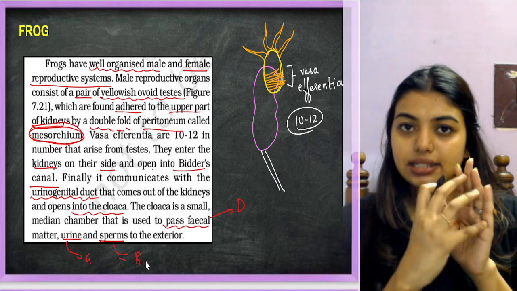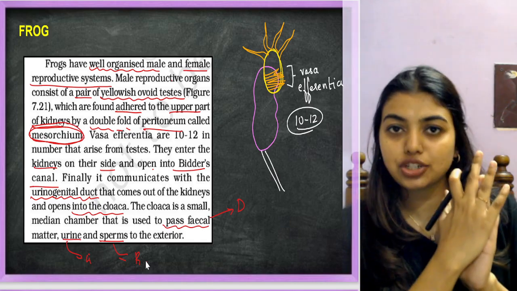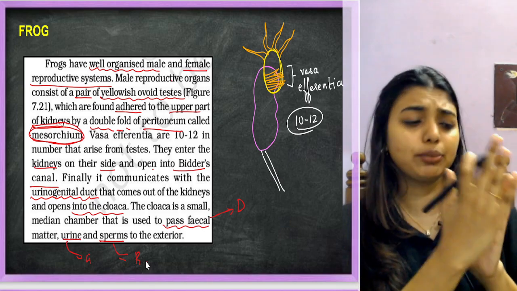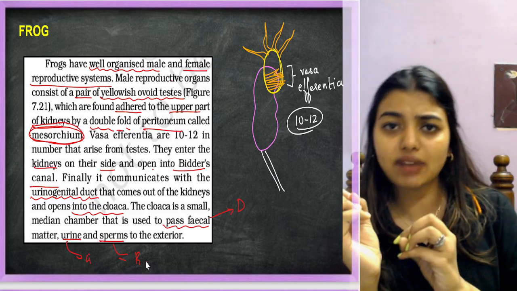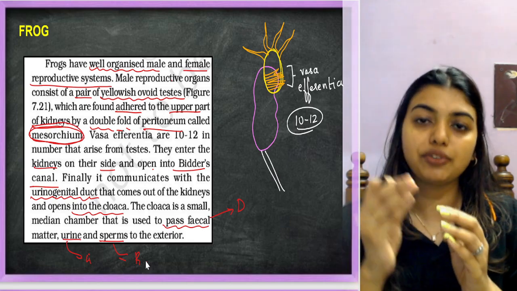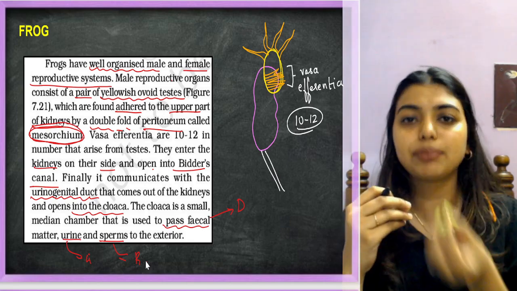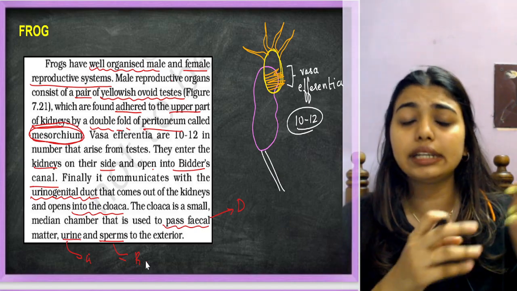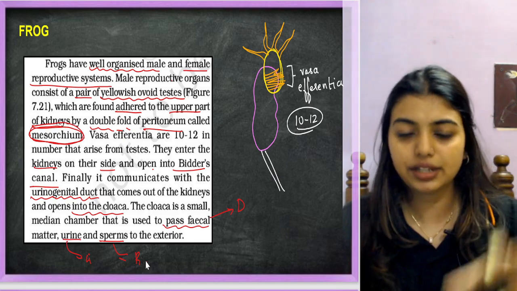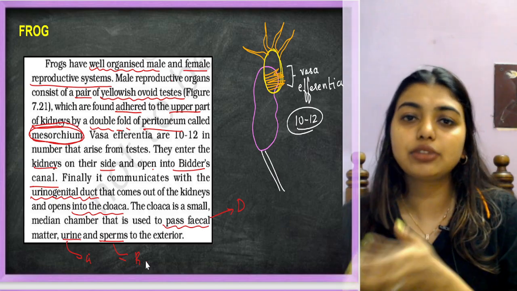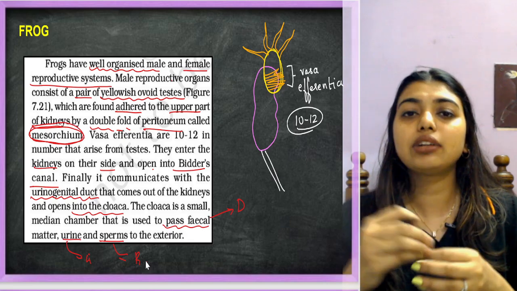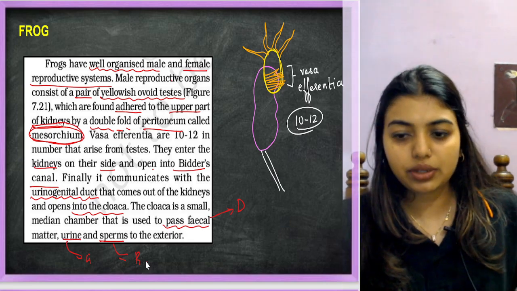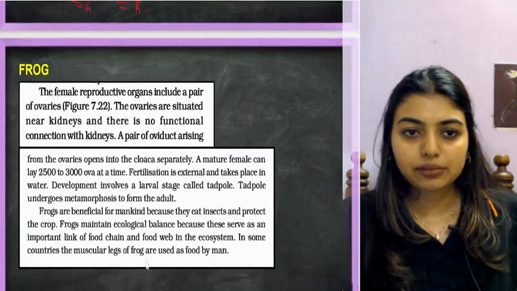Kidney is there, there is a yellow-colored testis which is attached to the kidney with the help of a double-folded membrane called the peritoneum. This testis has 10 to 12 vasa efferentia which help the sperm to come out of it, and it will go into the urinogenital duct, or in simple words the ureter. They enter the kidney on the side and open into Bitter's canal, which is present inside the kidney itself. Finally, it will communicate to the urinogenital duct, that is your ureter, come out of the kidney and pass into the cloaca. Through the cloacal aperture, it will pass out. Understood? That is your male reproductive system.